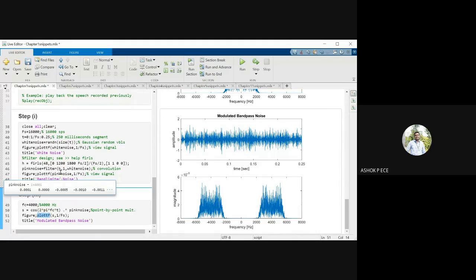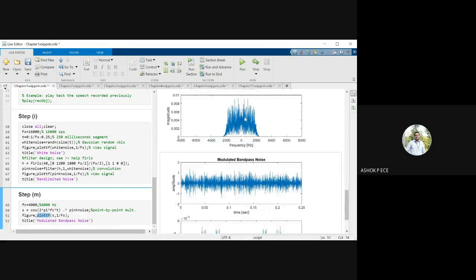You have to specify X versus Y, but in plot TTF, if you mention the signal comma the time domain, it will plot both the time varying graph as well as the frequency varying graph. And you see, this is going to be my spectrum, and the spectrum is going to be shifted by 4000. So this pink noise spectrum is shifted by 4000.